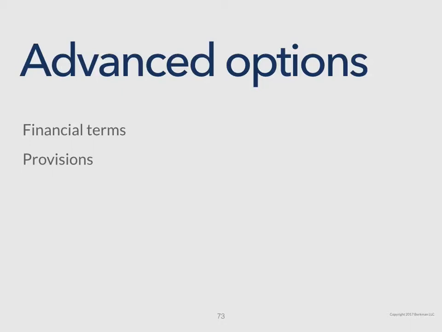Now let's talk about some advanced options when you're looking at this contract, what you might want to extract from it. You might want to look at the financial terms of the contract. Now here we're not talking about replacing your accounting system. That is an entirely different objective. Here we're talking about summarizing the financial terms of the agreement so that you can report on it and understand it relative to the rest of the contract portfolio.